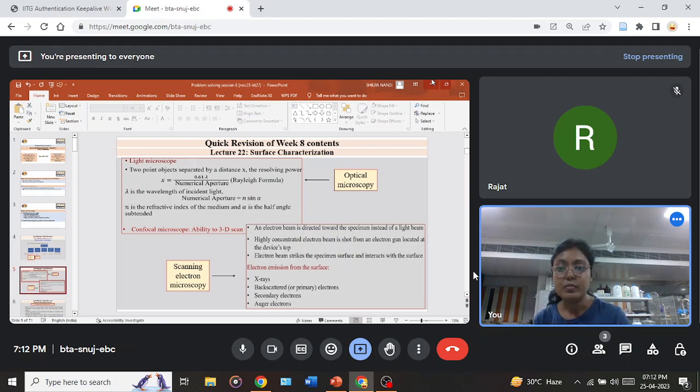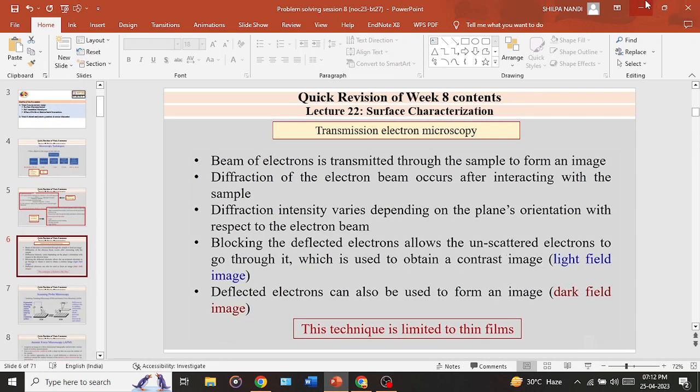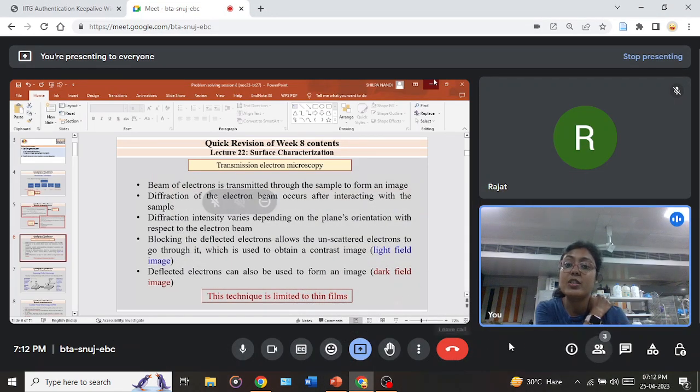Okay. So if we move forward and go to TEM, we can see in this case a beam of electrons is transmitted through the sample. It's not just scanned, but it's transmitted through the sample to form an image. So diffraction of the electron beam occurs once these electrons are transmitted through the sample, and this diffraction intensity again varies depending upon the plane's orientation with respect to the electron beam.